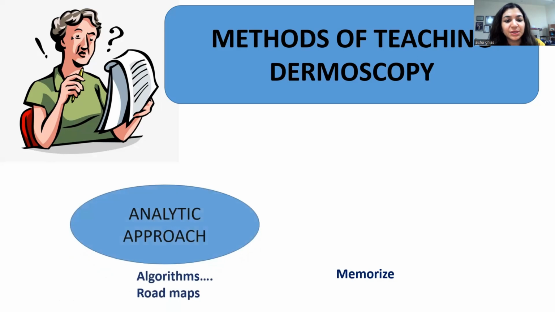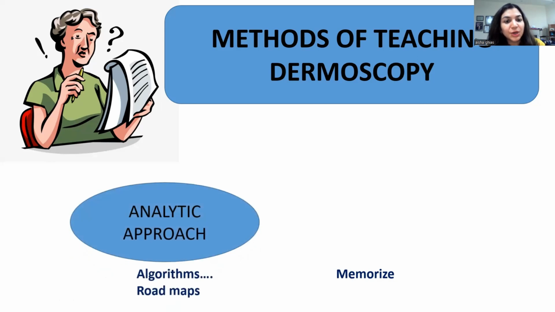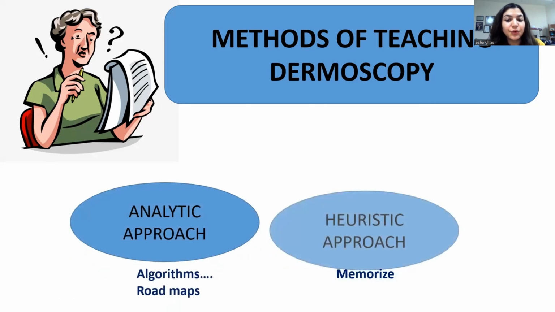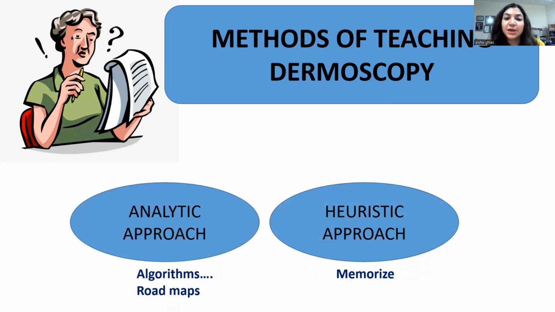There are so many methods. However, the two important categorizations of all the methods are the analytical approach and the heuristic approach. In the analytical approach, as the name suggests, you analyze various structures and patterns, whatever you see in the dermoscopic image, and then you use your brain to categorize that image into either benign or pre-malignant or malignant, or whatsoever the diagnosis may be.